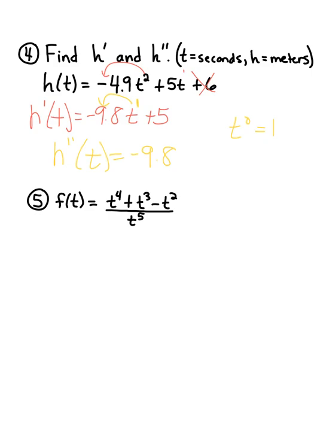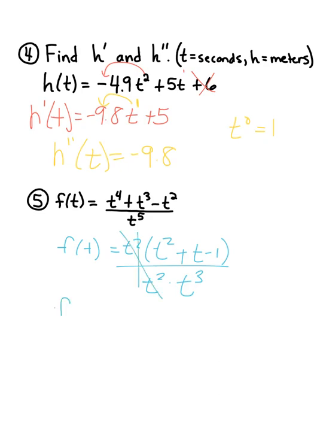Moving on to the next example, first I'm going to simplify this before I try to find the derivative of it. So everything has a common factor of t squared. So I'm going to pull that out of everything, and cancel it, and rewrite our function in simplified terms first. So we have t squared plus t minus 1 over t to the third.